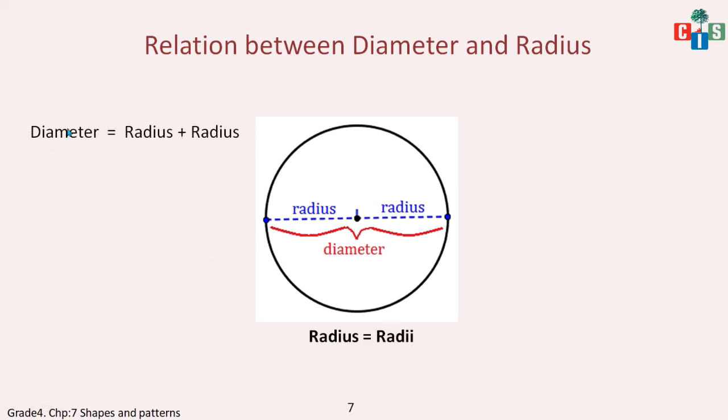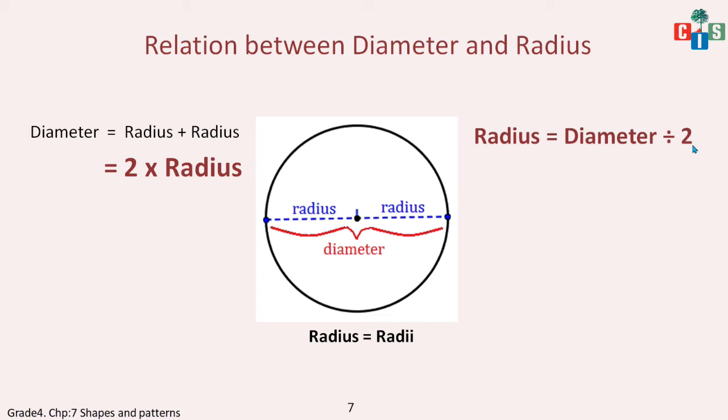diameter is 2 times radius. If I add radius twice, I'll get a diameter. So the formula for diameter is 2 times radius. And radius can be found out by dividing the diameter by 2.